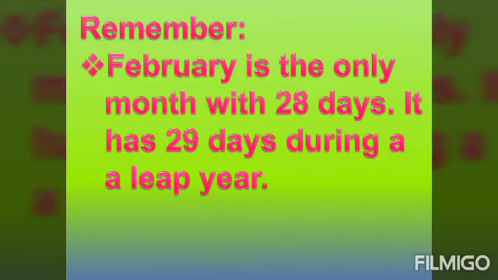So remember, February is the month with 28 days. So it has 29 days during a leap year. So as I discussed in the previous slide, the leap year happens every 4 years. So in an ordinary year, we only have 28 days, and then it has 29 days during a leap year. So 29 days appear every after 4 years. That's for leap year, class.